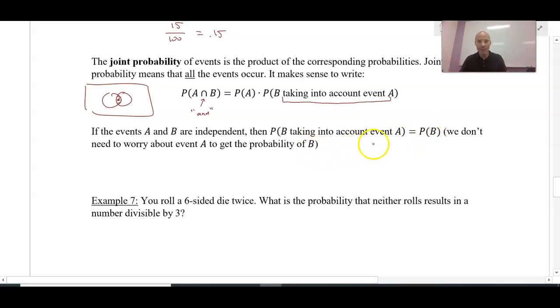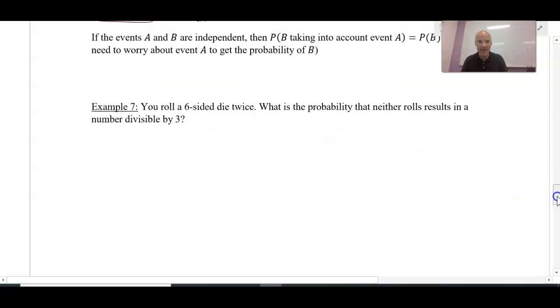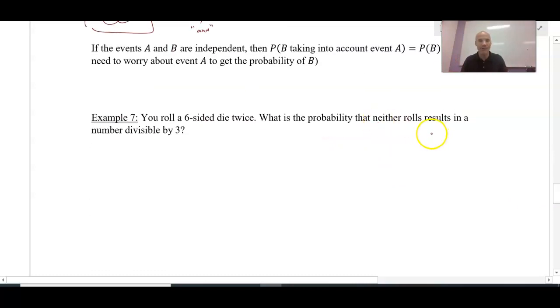We don't need to really worry about the fact that A has happened. So imagine rolling a 6-sided die twice. What is the probability that neither roll results in a number divisible by 3? Okay, well, let's think about the outcomes and see which ones are divisible by 3. So we don't want a roll that's divisible by 3. Well, 3 is divisible by 3 and 6 is divisible by 3.